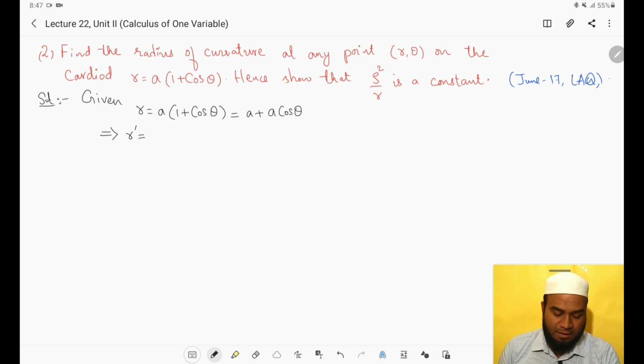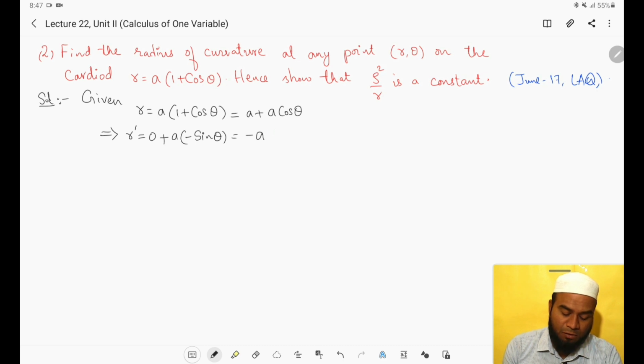I have taken a inside. Then r dash will be the derivative of a with respect to theta, which is 0, plus a as it is, then the derivative of cos theta, which is minus sin theta. So r dash is 0 minus a sin theta. This is r dash. Now similarly we have to find r double dash also, the derivative of r dash. Minus a as it is, derivative of sin theta is cos theta. We are already having what is r. R is given by a into 1 plus cos theta.